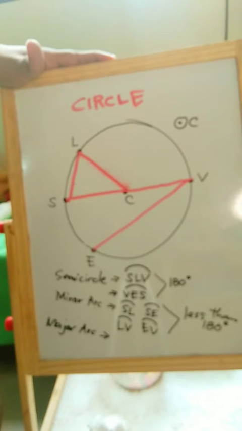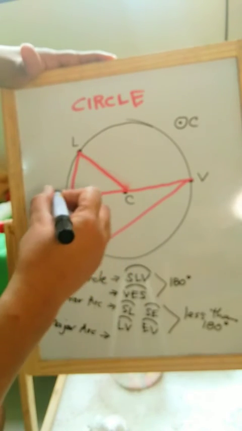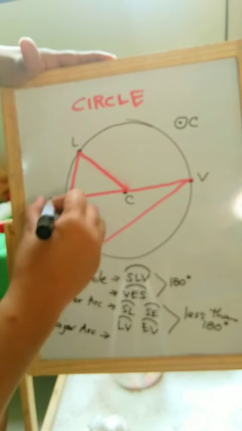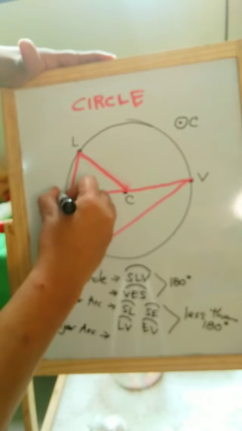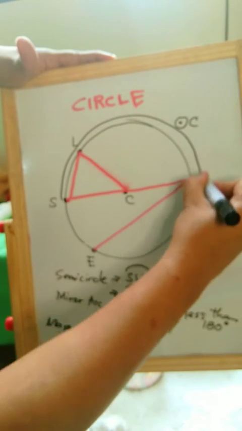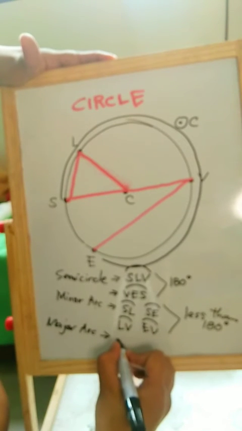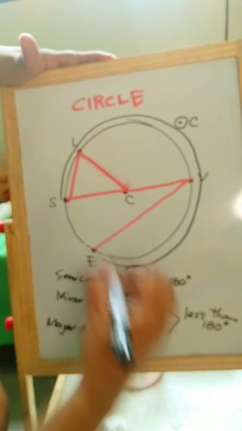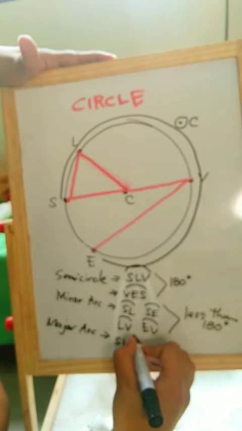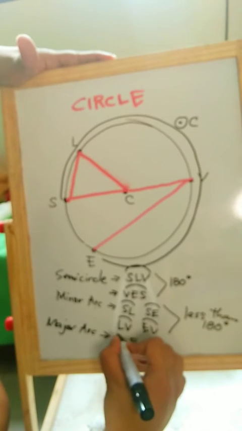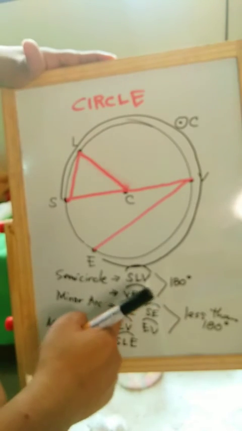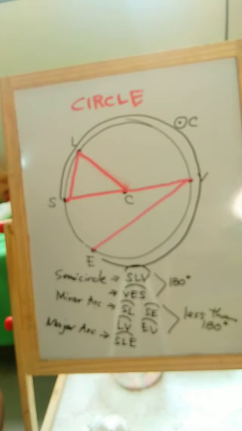Now, a major arc is an arc that measures more than 180 degrees. Okay? More than 180. So, naming that, for example, itong arc na to, this is a minor arc, and this is a major arc. Yan, okay? So, you name it as arc SLE. Sa minor arc, pwedeng dalawang letters lang kasi maliit lang naman ang minor arc, okay?